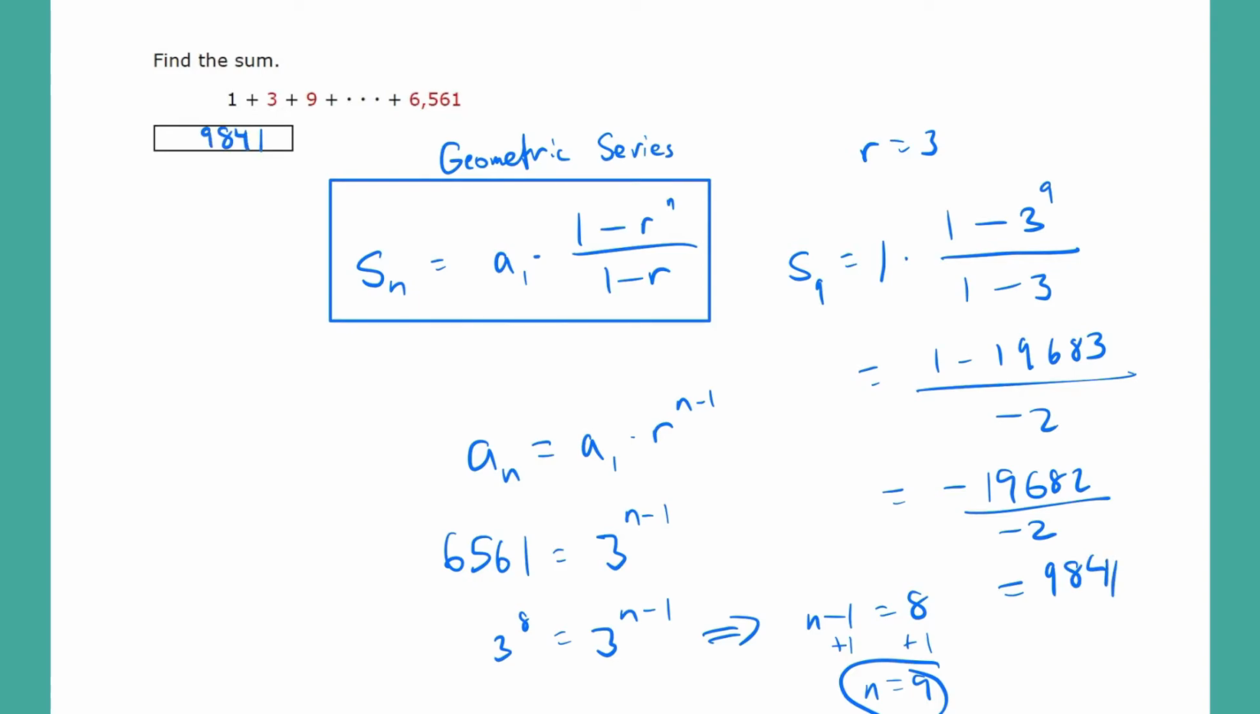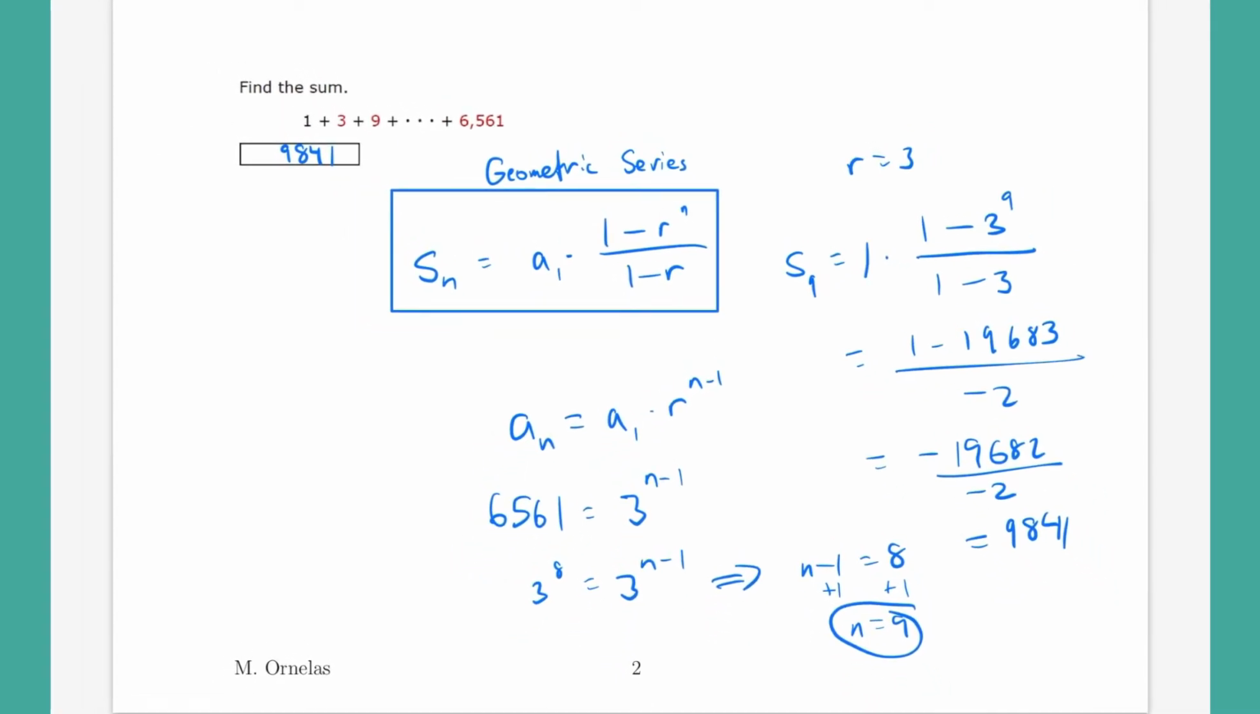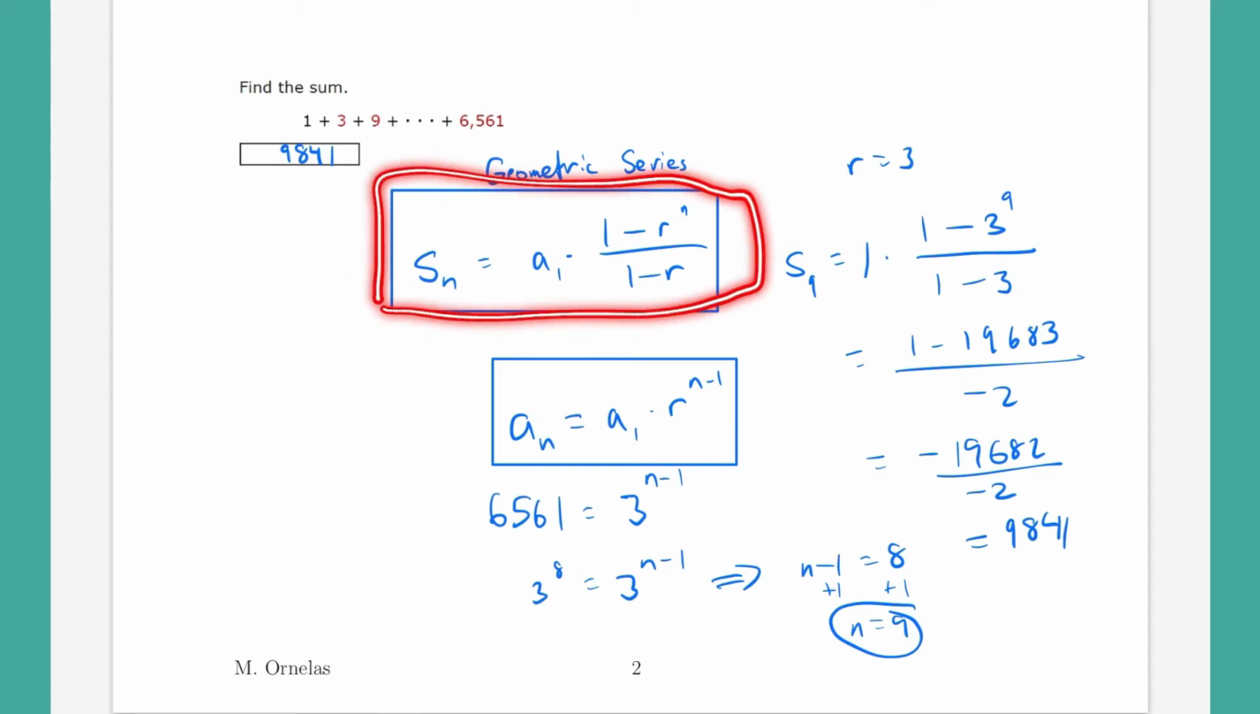9841. So there were 2 formulas that we needed. We needed the general term for a geometric series in order to find out what n was. Once we figured out what n was, then we went up and we used the formula for the sum of the first n terms of a geometric sequence. And we got this as our final answer.